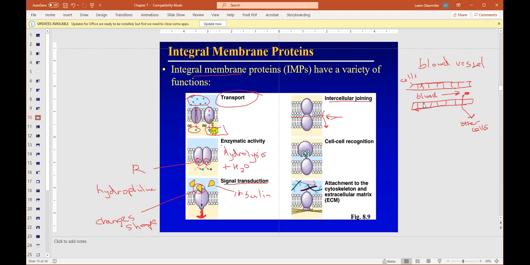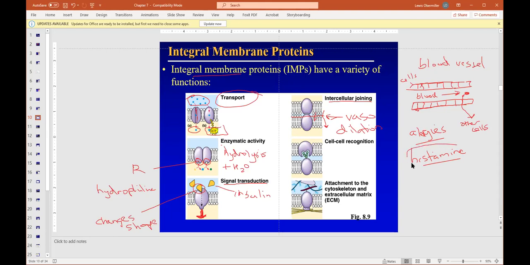Like the allergies, which is histamine. So histamine is released when you have allergies. Histamine's job is to relax, so we call that a vasodilator.